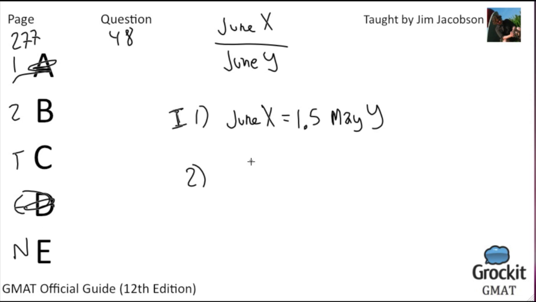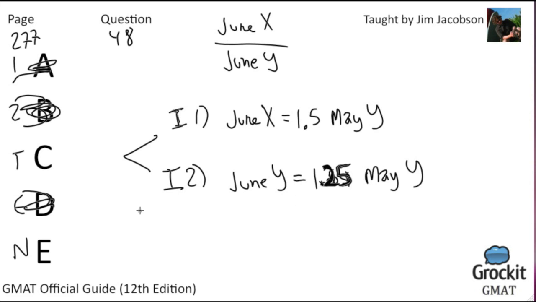Statement 2. In June 1989, salesperson Y made 25% more sales transactions than in May 1989. So this is June Y equals 25% more than in May, 1.25. Unfortunately, this pen doesn't have an easy method of erasing. Unless I change one of the colors to white. Ooh, I should totally do that. Anyway, salesperson Y's transactions in June were 25% more, or 1.25 times, the transactions for May for that same person. But that alone doesn't give us anything about salesperson X, which is what we actually need to answer the question. So statement 2 on its own is also insufficient.